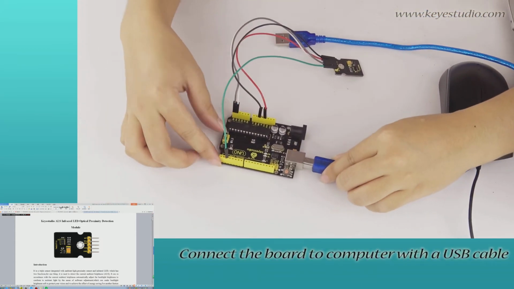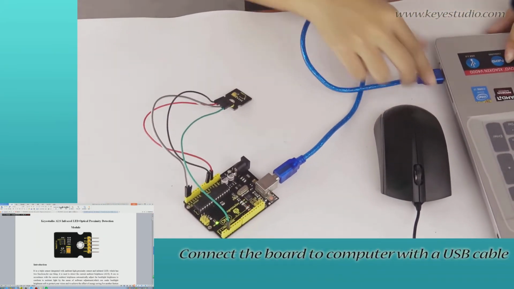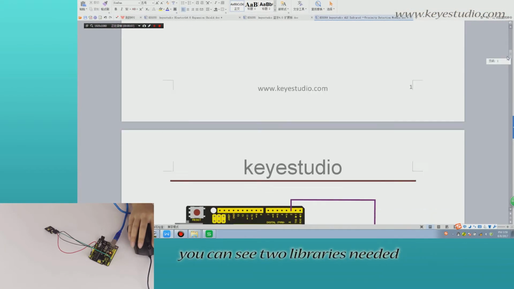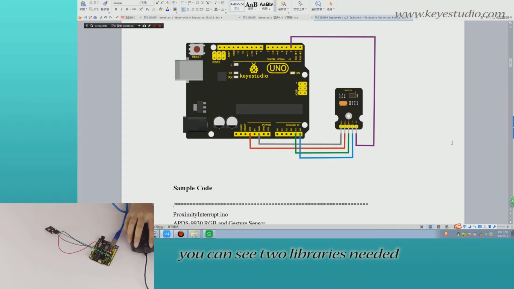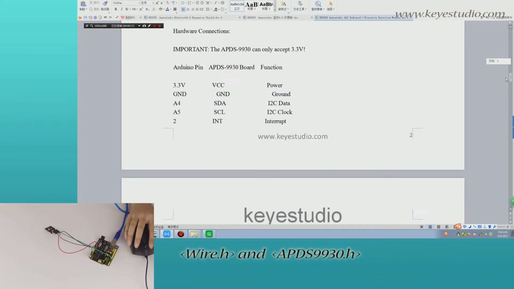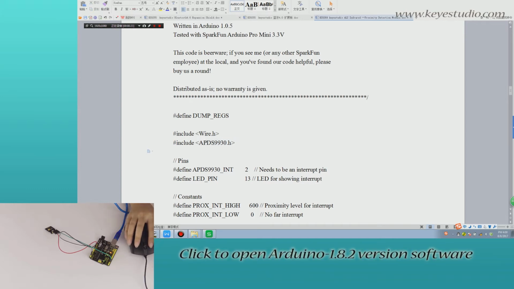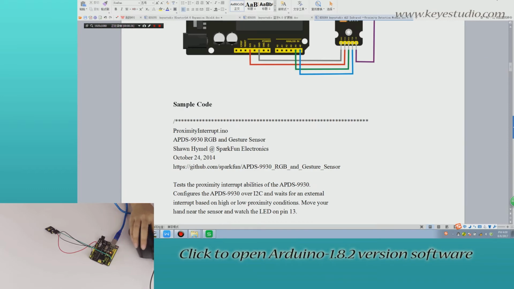Connect the board to the computer with a USB cable. Then, take a look at the sample code in the firmware. You can see two libraries needed, Wire.h and APDS9930.h. Click to open the Arduino 1.8.2 version software.